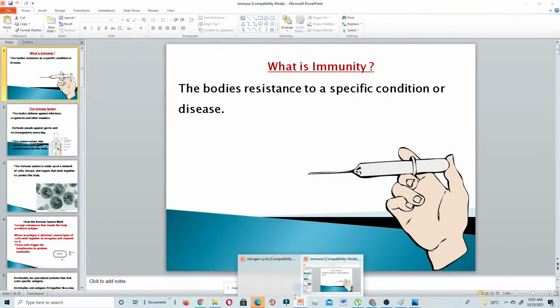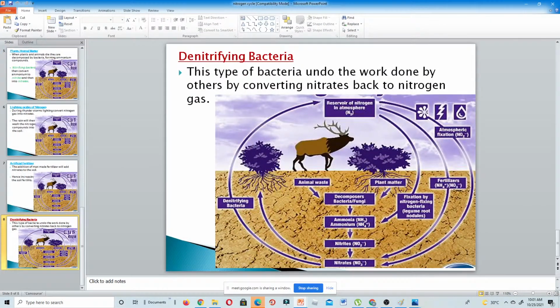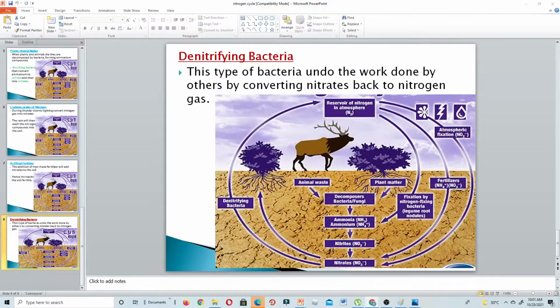So in terms of the nitrogen cycle, that basically covers it. I'm going to bring back up the PowerPoint that has the notes with it. I would have sent the PowerPoint in the group. So what they are saying is that denitrifying bacteria, this type of bacteria, undo the work done by the other bacteria by converting nitrates back to nitrogen gas, and that will go to the atmosphere.